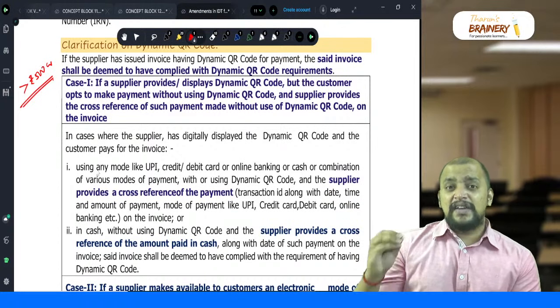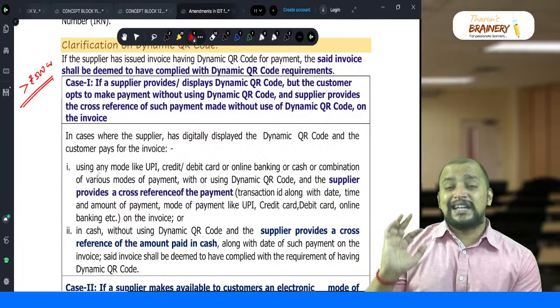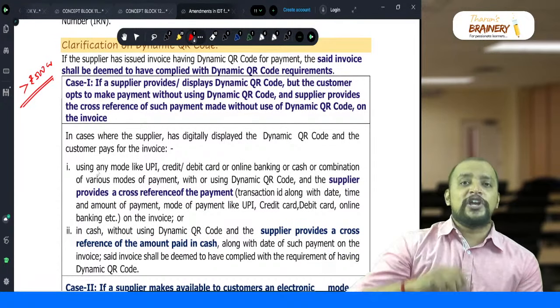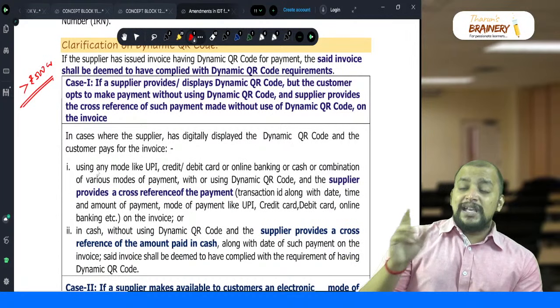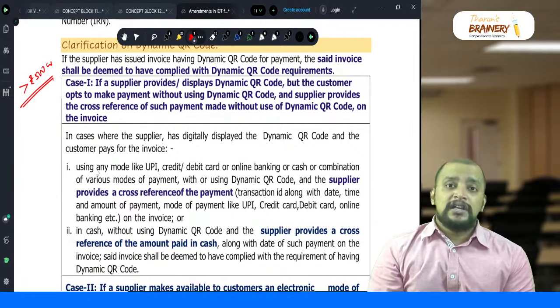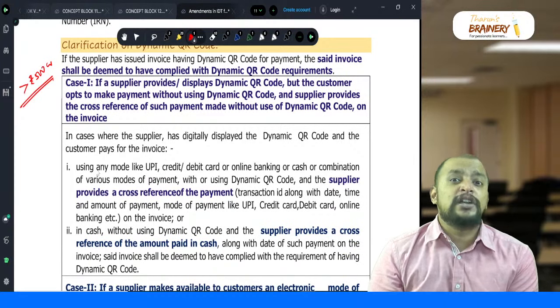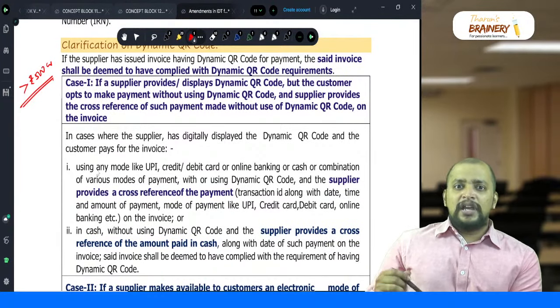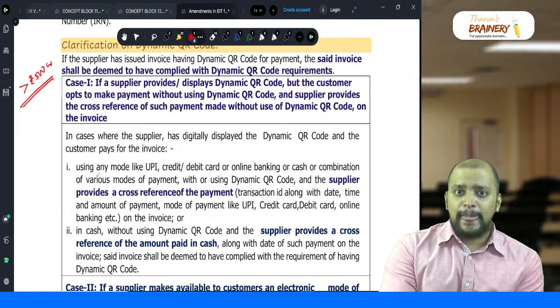Now, they gave a circular for giving certain relaxations in the dynamic QR code here. Okay. And one more point. Sir, what if Amazon is delivering the product belonging to some other supplier? Then should we see the turnover of Amazon or should we see the turnover of that supplier? For example, there is one supplier.